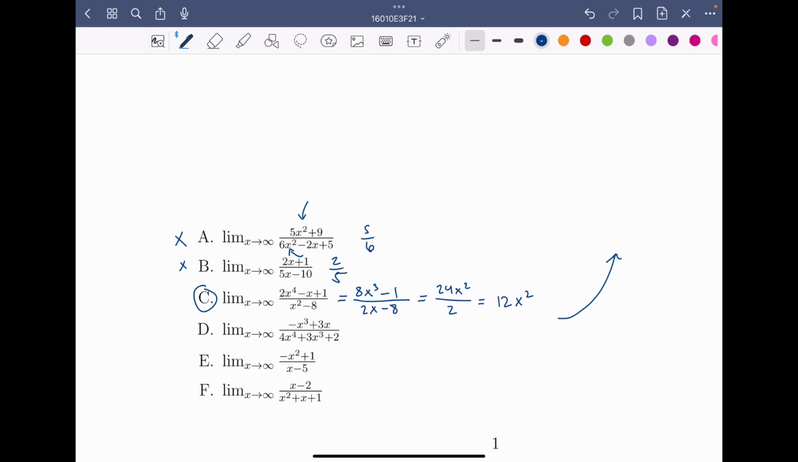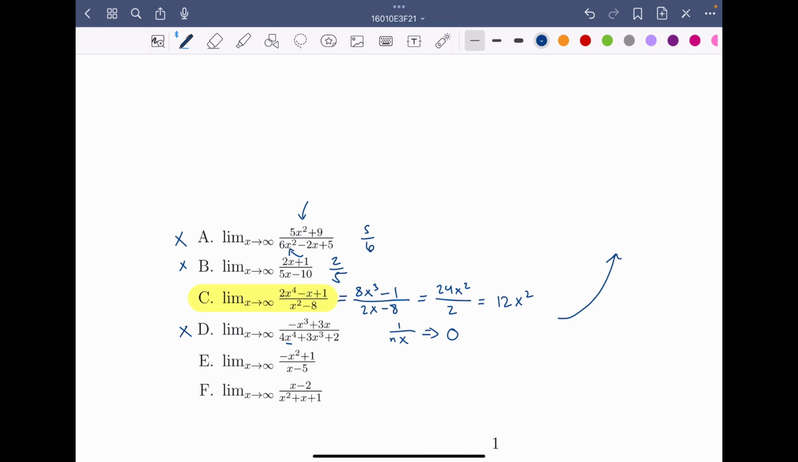D. With D, you can see that the top power is actually smaller than the bottom power. If you were to apply L'Hopital, you would eventually get to some coefficient, or 1 over some coefficient times x. Because of this, we can see as x goes to infinity, this will slowly approach 0. So this is an incorrect answer.